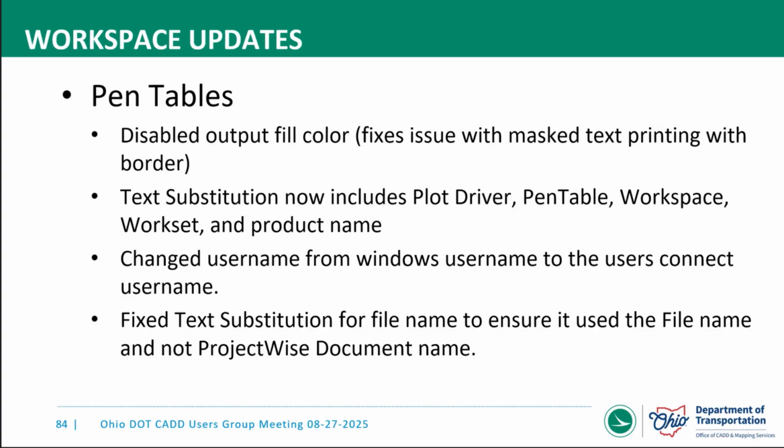Next, for pen tables, the fill color was disabled to fix masked text printing with borders. And text substitution now shows the plot driver, pen table, workspace, workset, and product. Also, usernames are now pulled from Connect, not Windows. And there was also a file name fix. So it now uses the actual name of the file, not the ProjectWise document name.